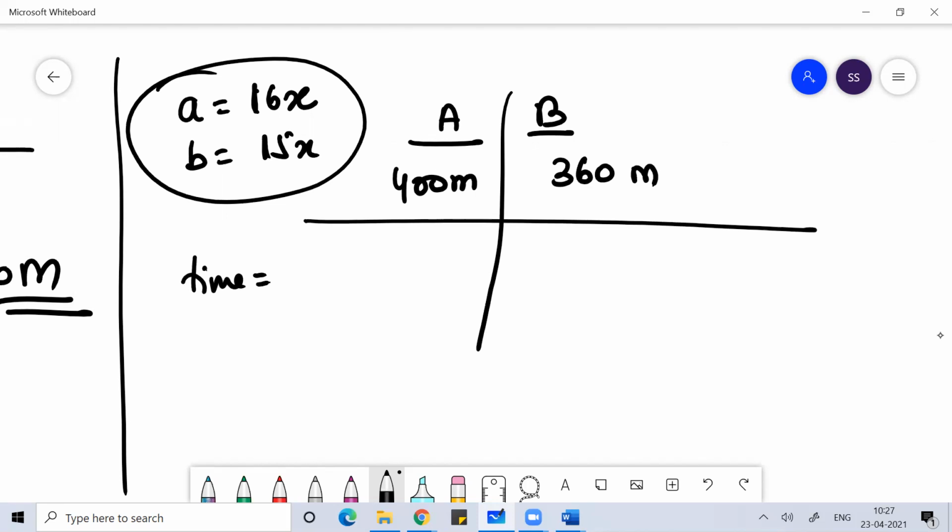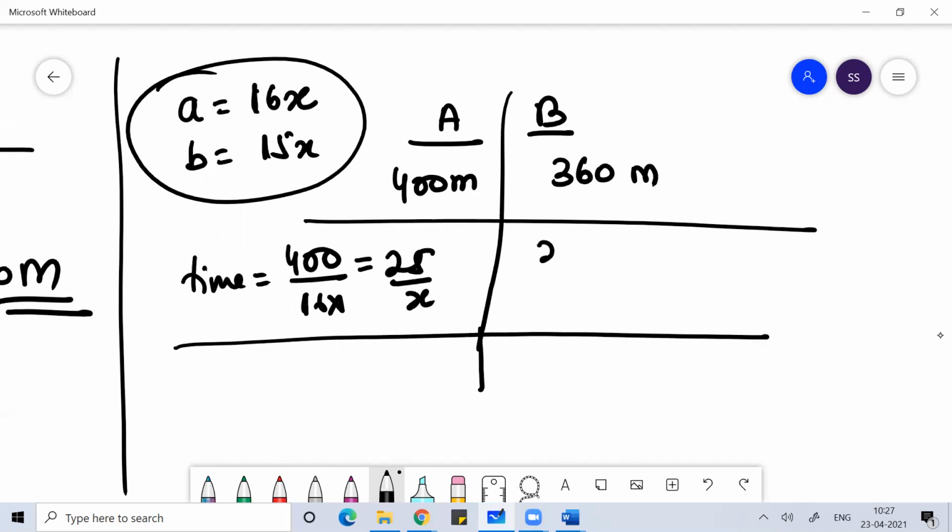The time taken by A to complete 400 meters will be 400 by 16x, that will be 25 by x seconds. And the time taken by B to cover 360 meters will be 360 by 15x, that would be 24 by x. Here x is some natural number. You can understand the ratio of speeds of A and B, I got 16 is to 15.